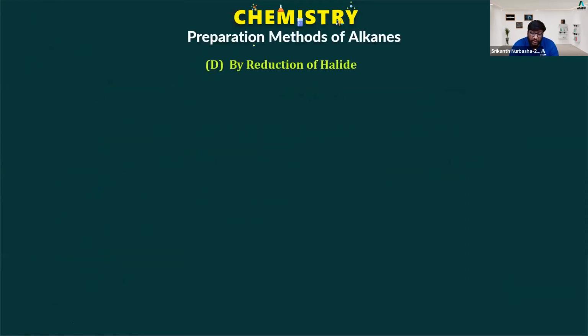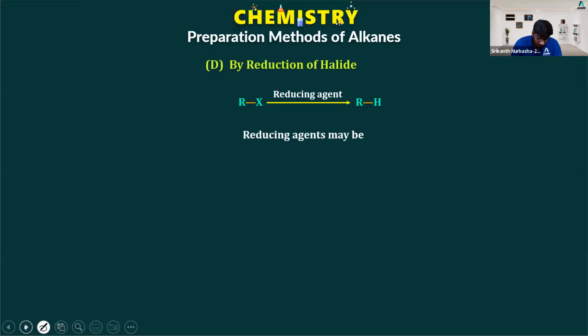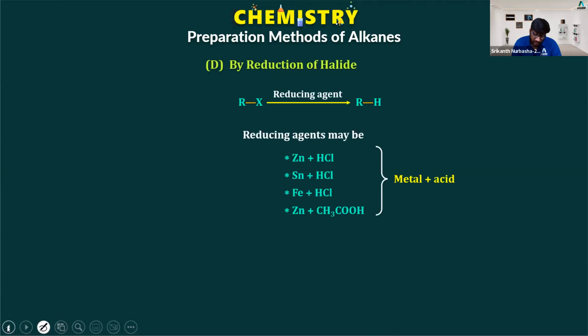Then the next method is a reduction method. After Clemmensen reduction, Wolff-Kishner reduction, and reduction of unsaturated hydrocarbons and red phosphorus in the presence of HI, we can use reduction of halides. RX can be converted to the respective RH by using reducing agents. Reducing agents may be Zn plus HCl, tin plus HCl, Fe plus HCl, zinc plus acetic acid, that is metal plus acid. Metal plus acid converts the respective R-X bond to an R-H bond. That means removal of the halogen has been done: reduction of halide to the respective alkane, done in the presence of metal plus acid.